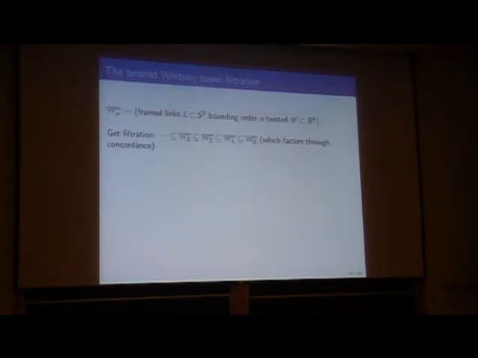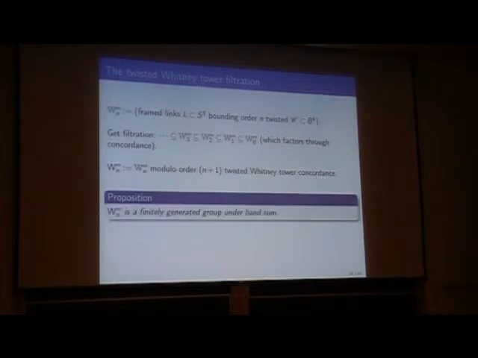So first of all, they filter the set of all links. Any link bounds an order 0 twisted Whitney tower, that's just a bunch of immersed disks. And then this filtration also factors through concordance because embeddings are Whitney towers of arbitrary order. And when we work modulo concordance, which is order n twisted Whitney tower concordance, that means your links are connected by immersed annuli that support an order n+1 twisted Whitney tower. Then we actually get this group structure.